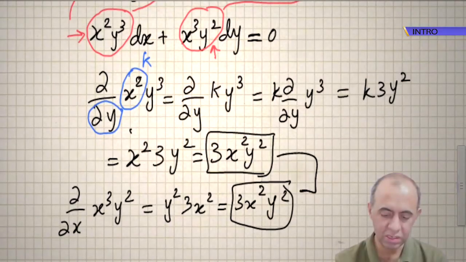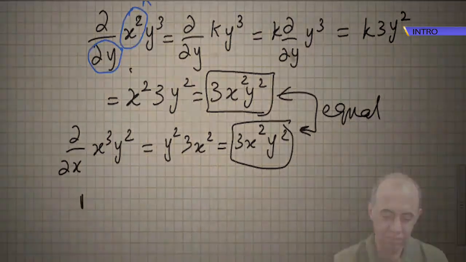So we get the same results. So we say that the Euler test is passed.